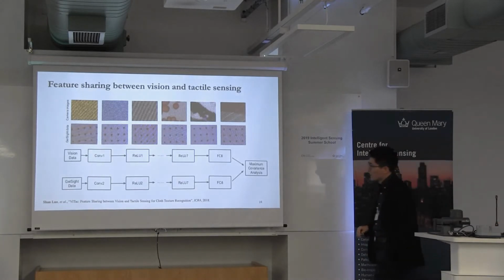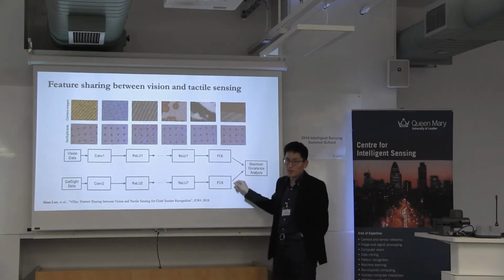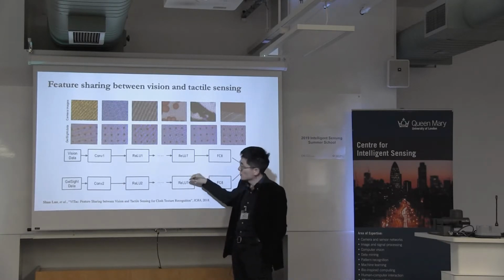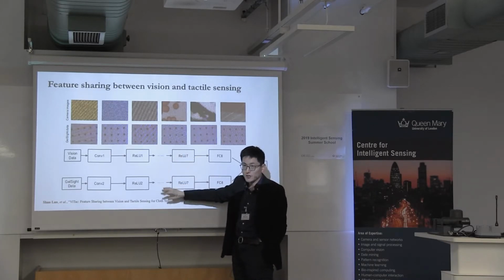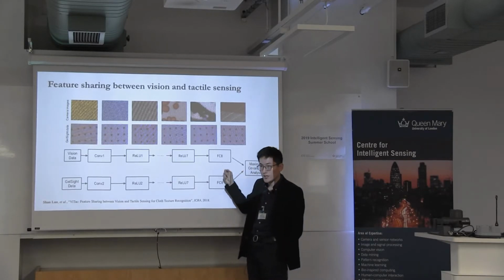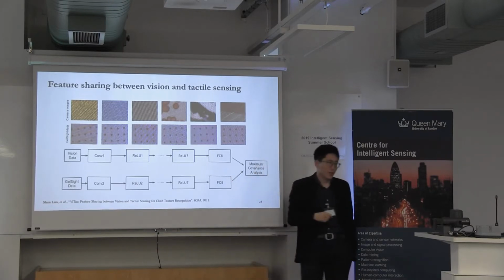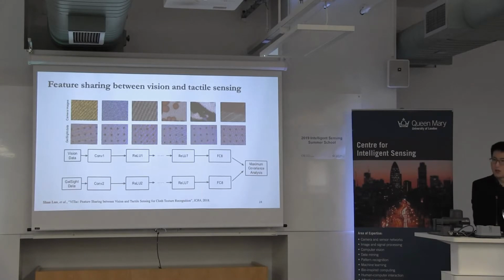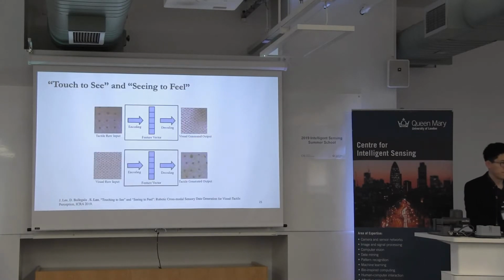So this is the framework to integrate them into a latent space. We use deep neural networks to extract the representations from both vision and gel sight. And we maximize their correlations using canonical correlation analysis so that we have an integrated latent space. In this way, we can have enhanced perception of these textures.